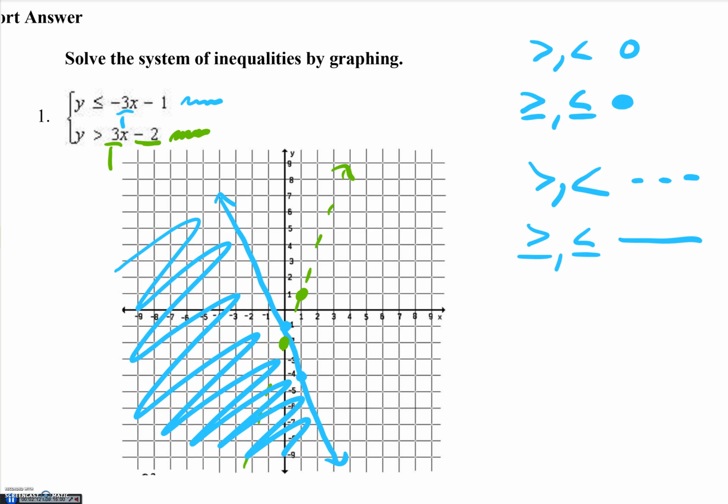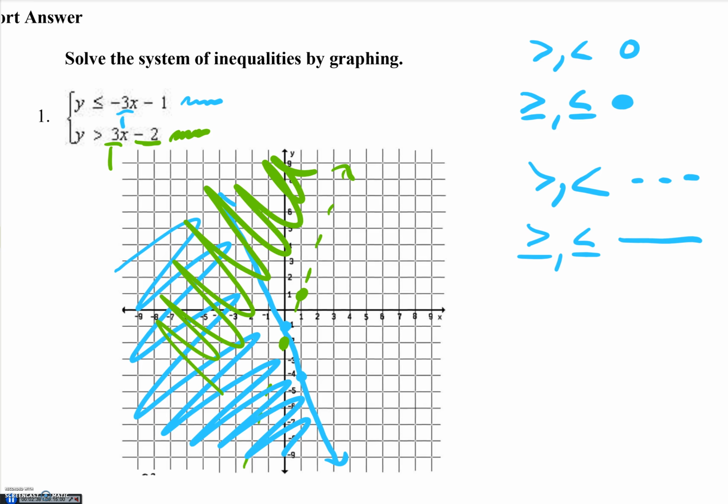Alright, now for the green line. It is y is greater than. So where are my greater than y values? Again, it separates those y values from those y values. Those are above and below the green line. We want the greater than ones. The greater than ones are above the line. So we're going to shade above the line.